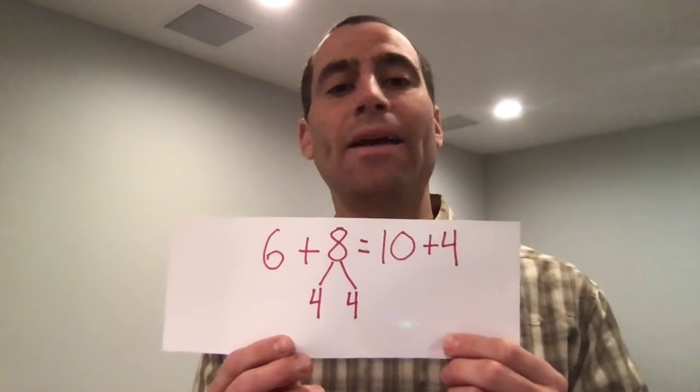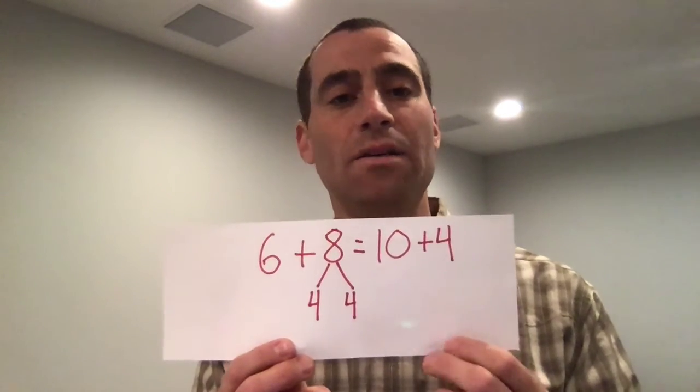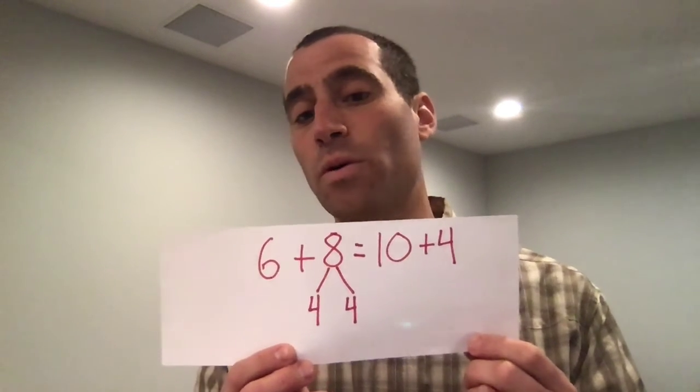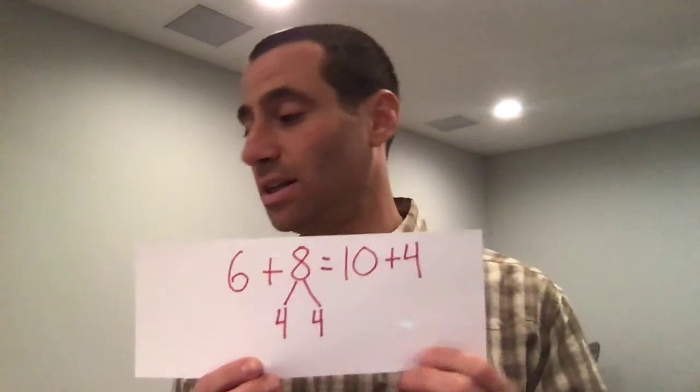So 6 plus 8, I don't know. But I know that 8 is composed of 2 4s, and I know that 6 plus 4 is 10. So 4 more is 14. Therefore 6 plus 8 is 14.